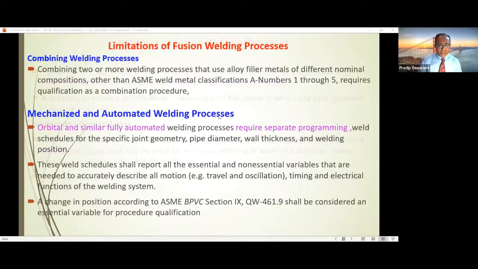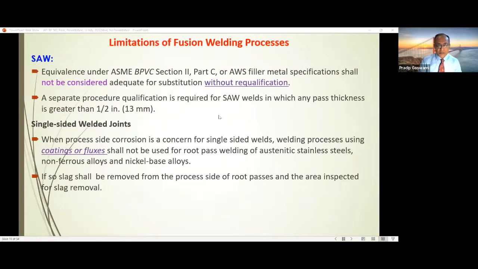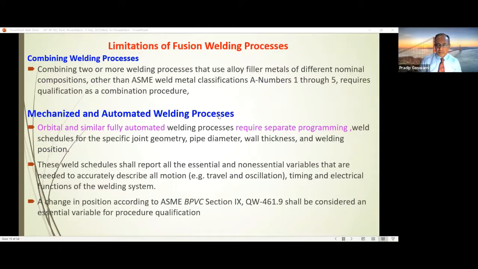So in a nutshell, there are quite a bit of strictures in place for all these weld processes. Basically, as you know, there is flexibility in weld processes, but provided you run in a disciplined way, that you qualify them before application in actual production work. And combining weld processes, et cetera, is as allowed by the code.